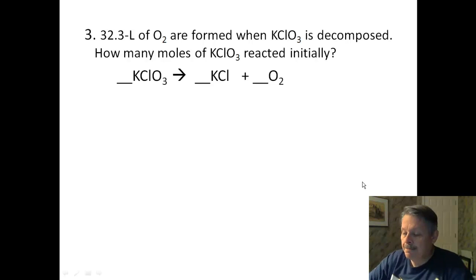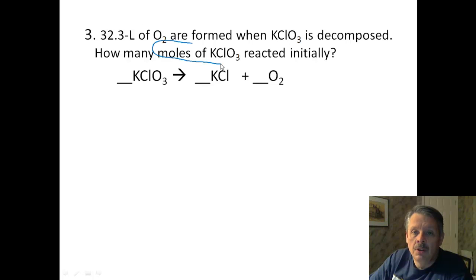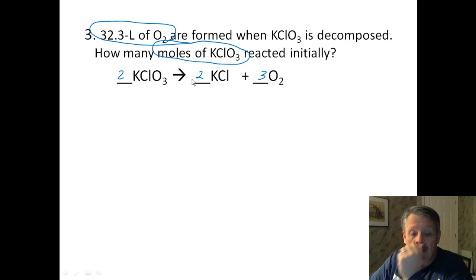All right. I have 32.3 liters of oxygen, and they're formed when KClO3 is decomposed. How many moles of KClO3 reacted originally? So I've got liters over here, I've got moles, and I have to have a 2 there, a 3 there, and a 2 there to balance everything. So that's my balanced chemical equation. And I have liters and moles, so I don't have to calculate grams for anything.